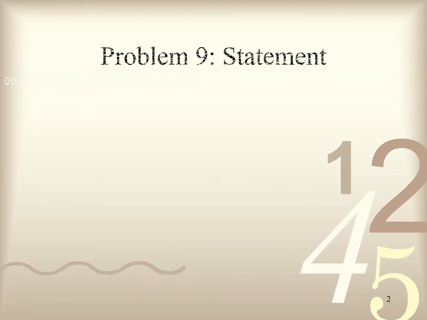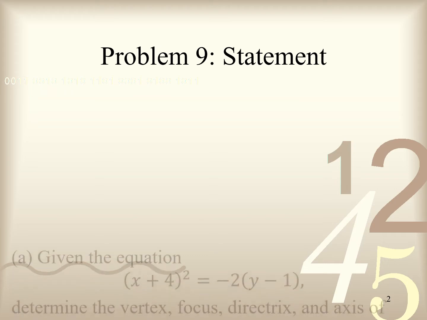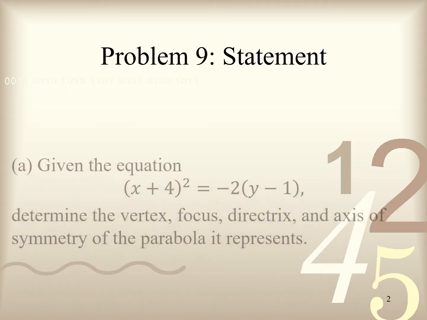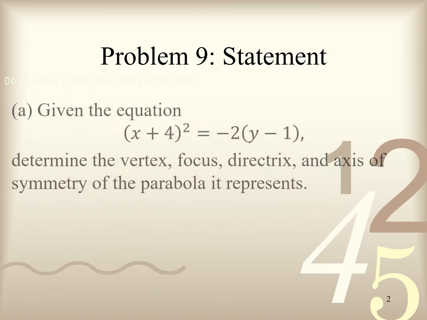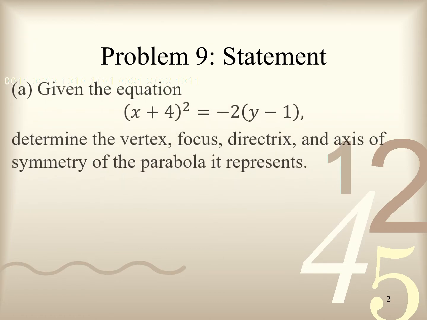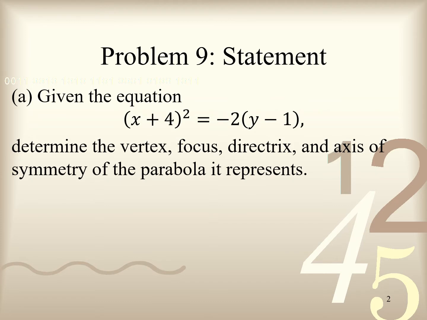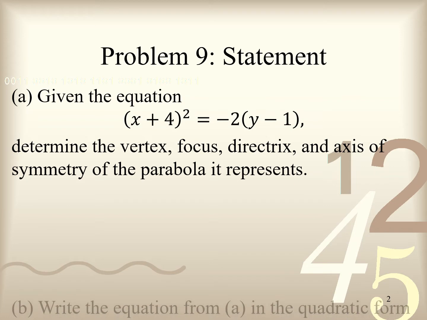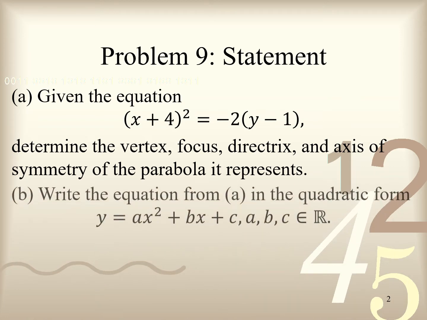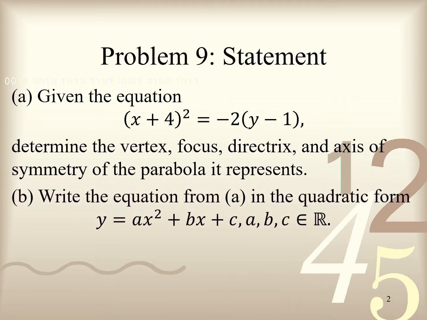Here's the statement for problem 9. For part A, given the equation (x + 4)² = -2(y - 1), written in the standard form, determine the vertex, focus, directrix, and axis of symmetry of the parabola it represents. Next, for part B, write the equation from part A in the quadratic form y = ax² + bx + c, where a, b, and c are real constants.